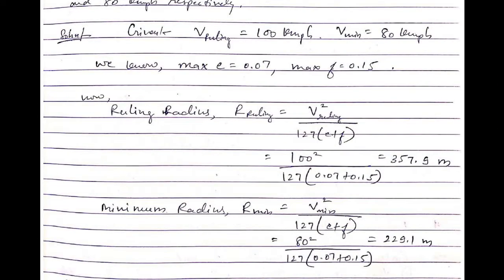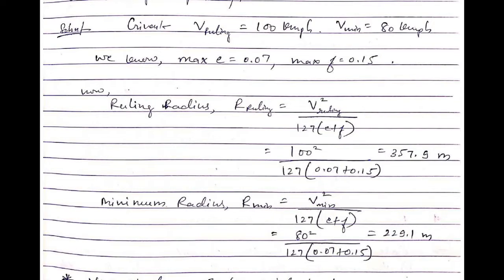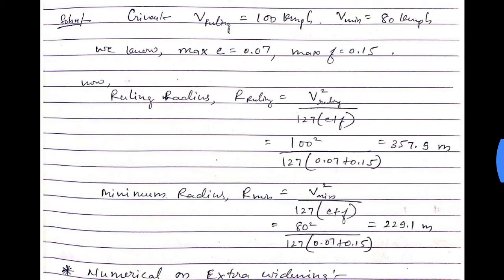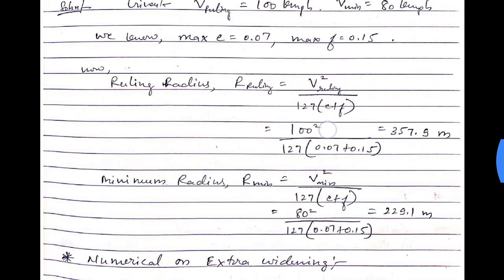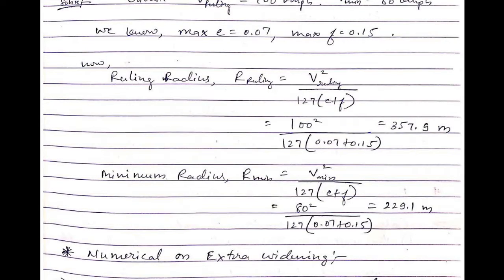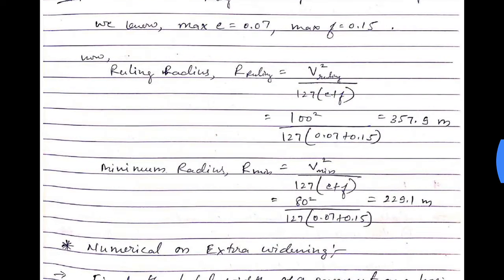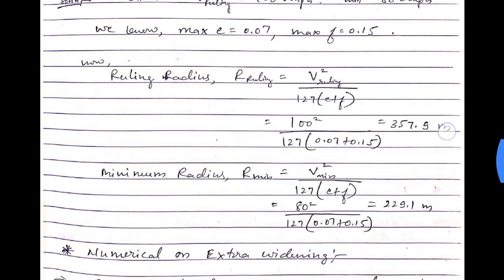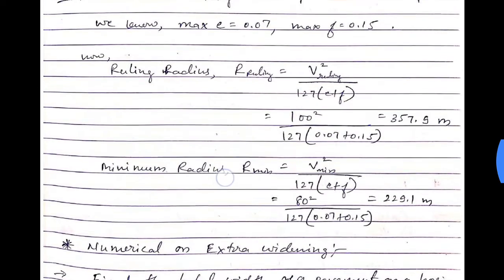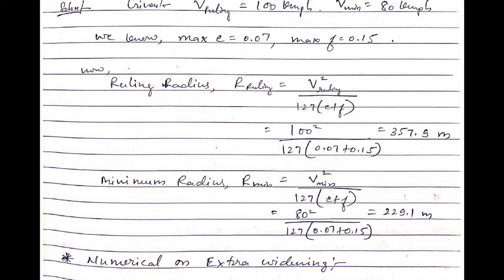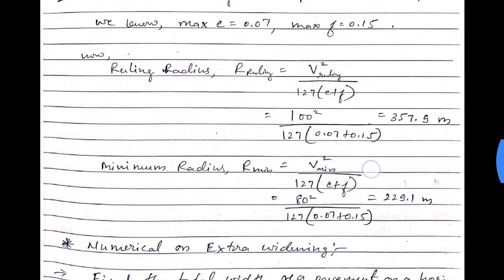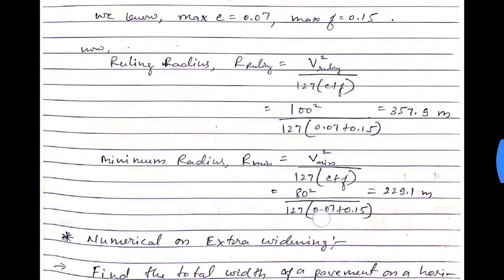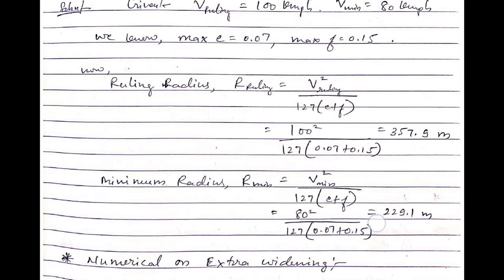So we have a formula for radius of horizontal curve as V square by 127 into E plus F. For R ruling we need to substitute V ruling, that is 100 kmph, so 100 square divided by 127 into E is 0.07 plus F is 0.15. Solving this we get 357.9 meters. Similarly, we use the same formula for minimum radius. The difference is the speed is V minimum, which is given as 80 kmph, so we substitute that here. E and F are same. Solving this we get 229.1 meters.